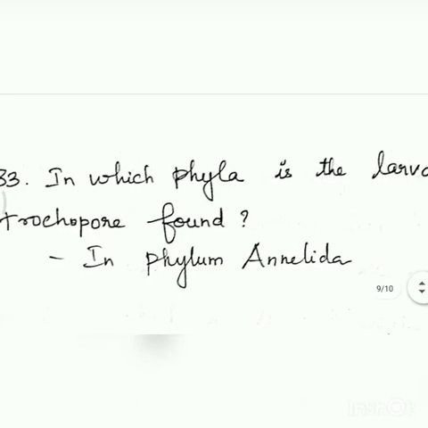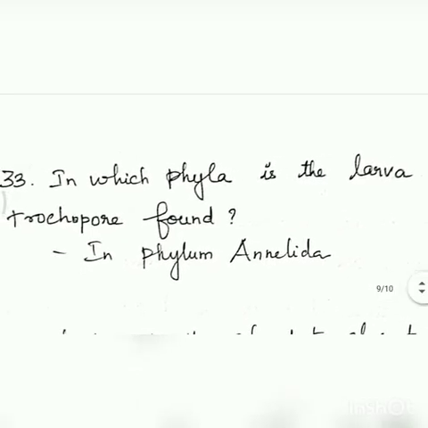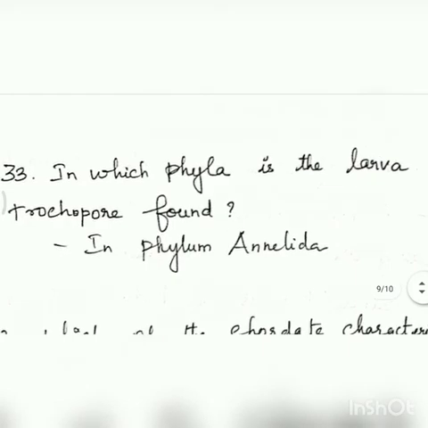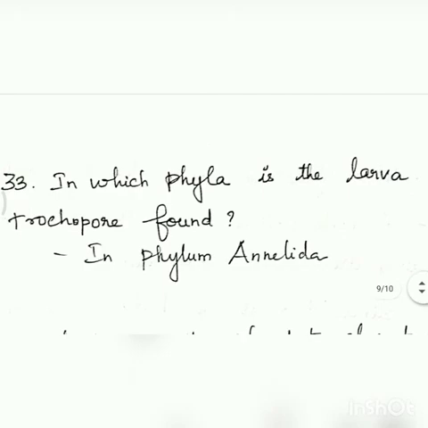And 33. In which phylum is the trochophore larva found? Trochophore larva is found in, you know that, phylum Annelida. Good. So trochophore larva is found in phylum Annelida.